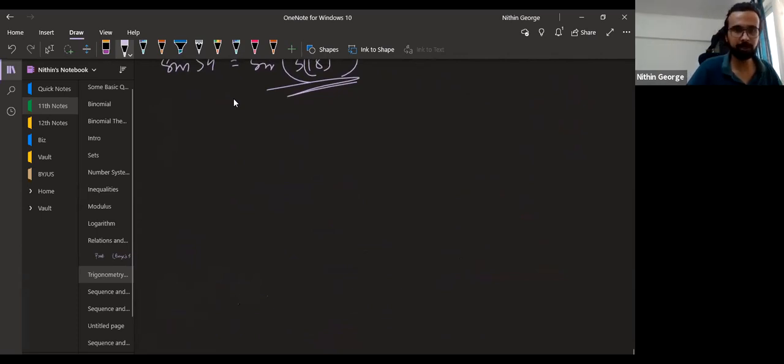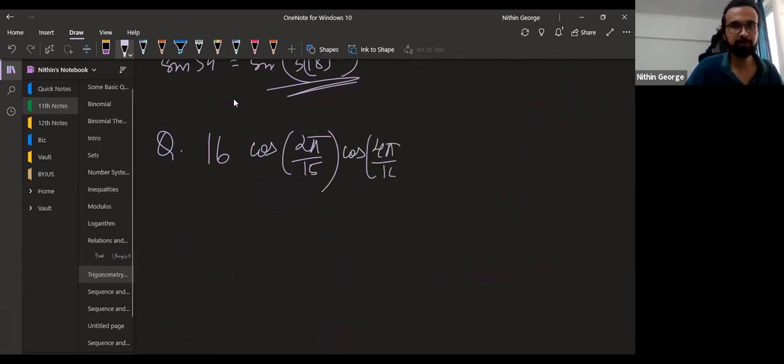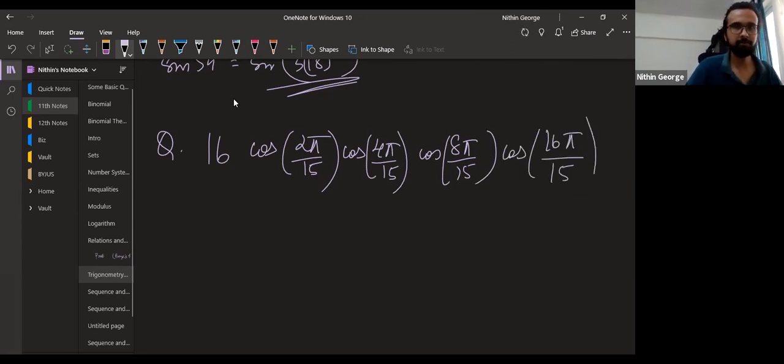Okay, this is on an unrelated note. Just try solving this: cos 2 pi by 15 times cos 4 pi by 15 times cos 8 pi by 15 times cos 16 pi by 15. Okay, you see the angles are doubling. Clearly. All right, what can you do here is the question. What can you do here?